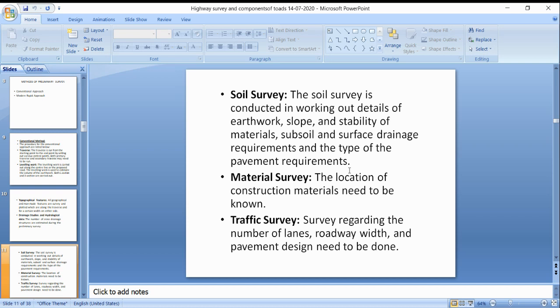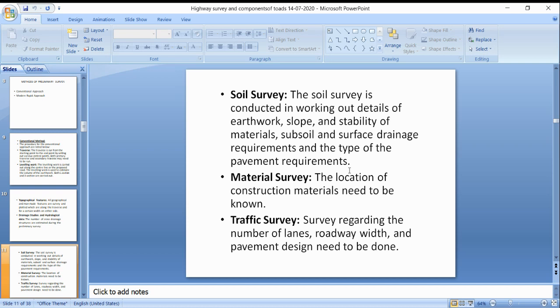Next comes material survey. The location of construction materials needs to be known. The construction materials need to be known, which type of materials we have to use. That we also have to know. We already said the aggregate size, which type of materials we have to use.